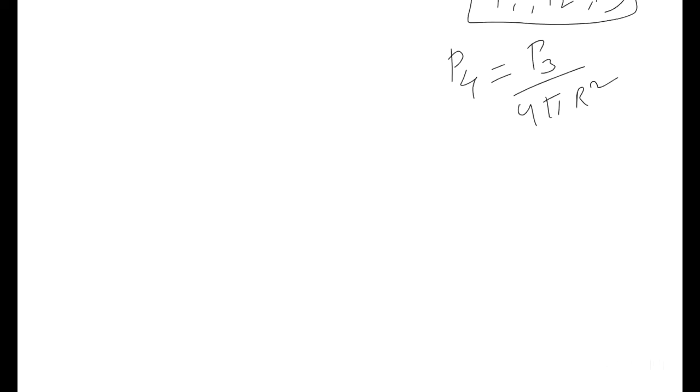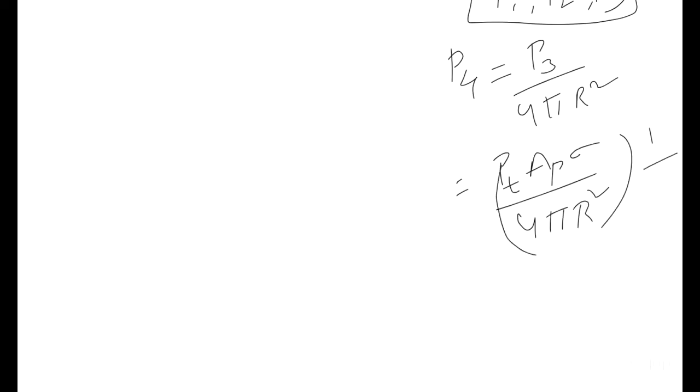From the previous equation, what is P3? P3 equals PT, AP, gain, area of cross section by 4 pi r square. This is P3 by 1 by this P3. This P3 is substituted here. Again, 1 by 4 pi r square is written as it is.